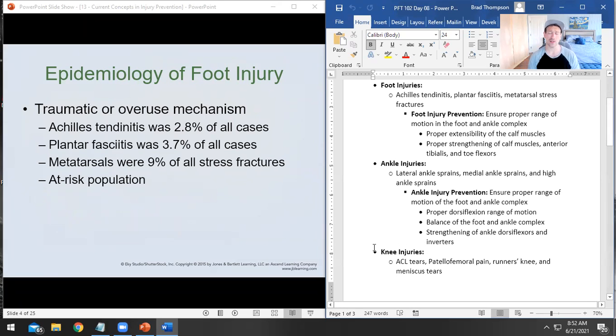First one we're going to look at here, we're going to talk about foot injuries. This is going to be things like Achilles tendonitis, which is basically inflammation of the Achilles tendon, plantar fasciitis, which is inflammation of the plantar fascia, and then metatarsal stress fractures. Those are very, very common as well.